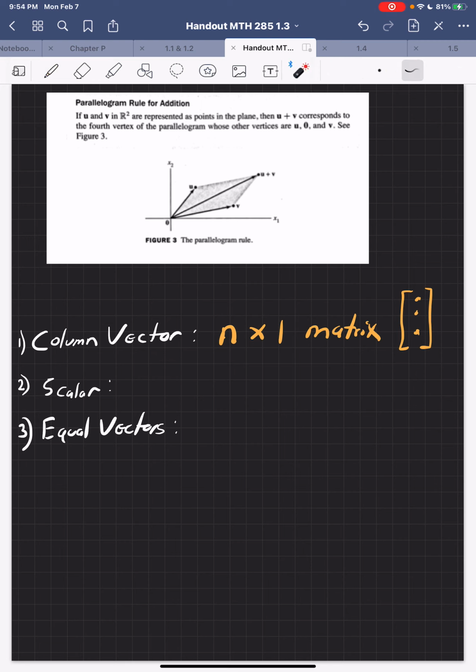Now, the next question is, well, we understand what a scalar is. How would you write a scalar in matrix form? A scalar can be written as a matrix with a single entry.